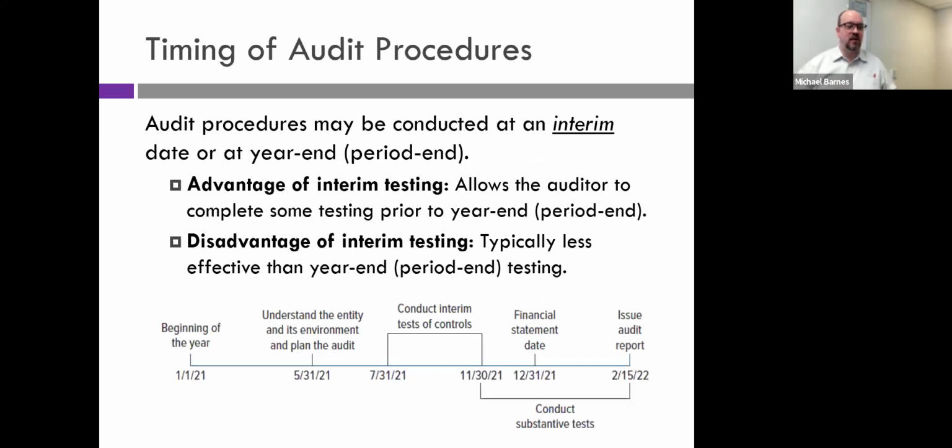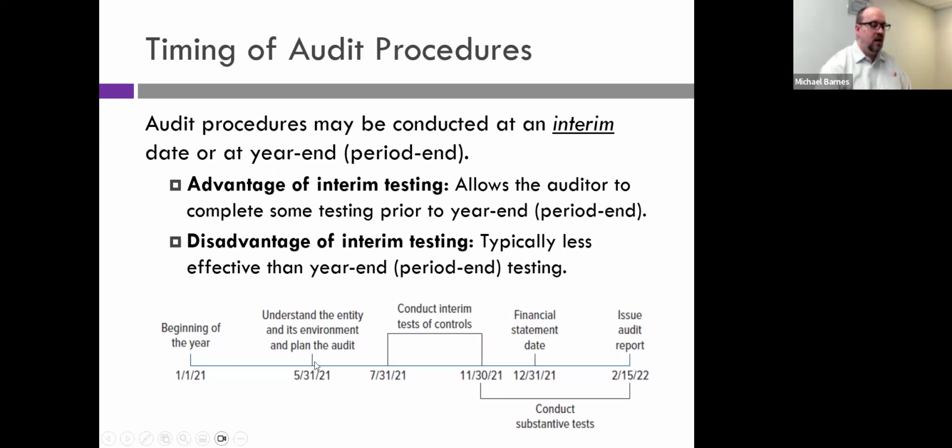And I say this first statement: audit procedures may be conducted at an interim date or at year end, period end. So basically, we can perform test work either before the year is actually completed, or we can do it after the year is completed and we have all the results of our testing, our analysis. So you can see the example of this here. This is the client's calendar year, and this is year 2021, I guess, would be the year here.